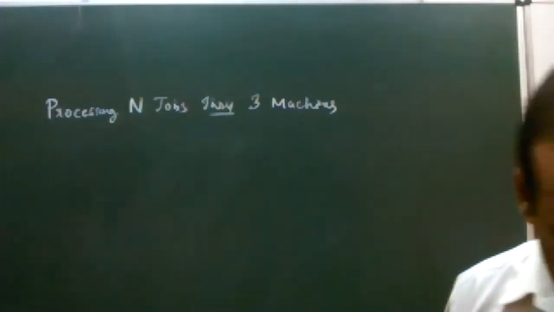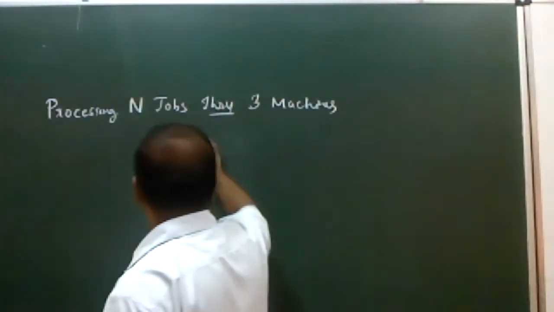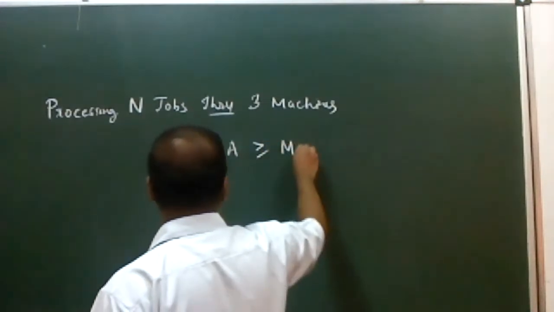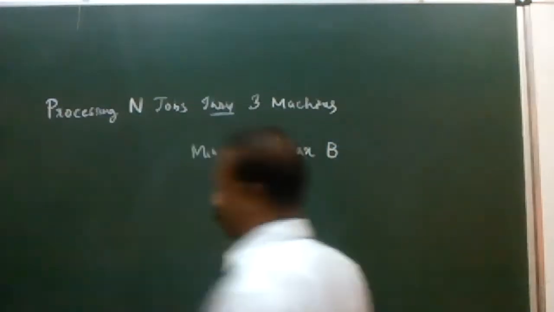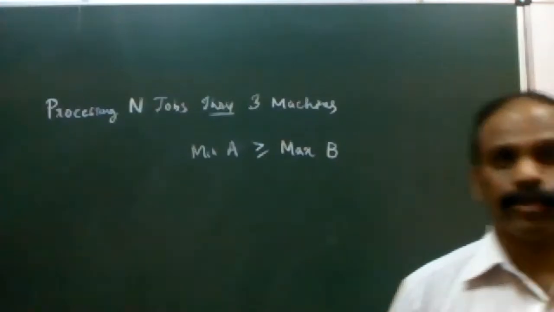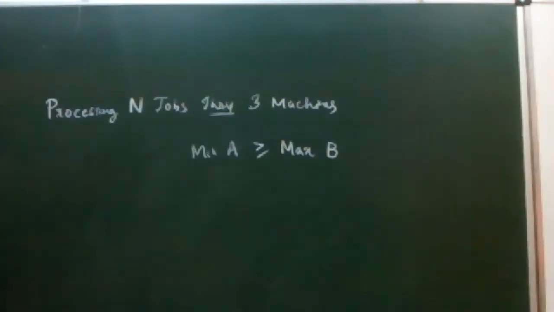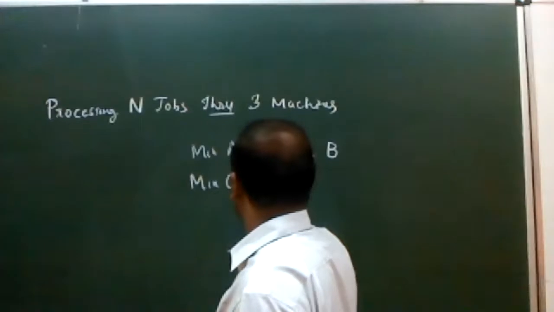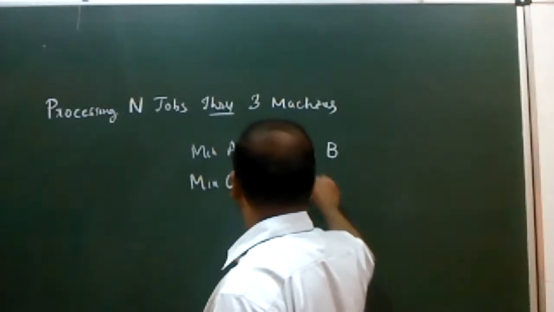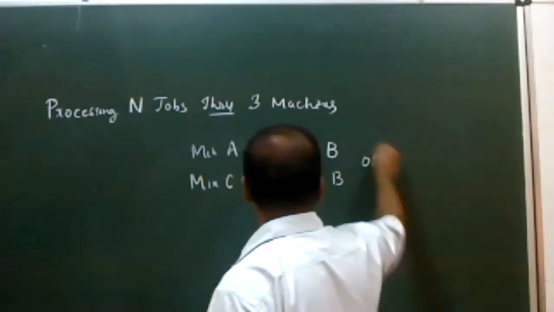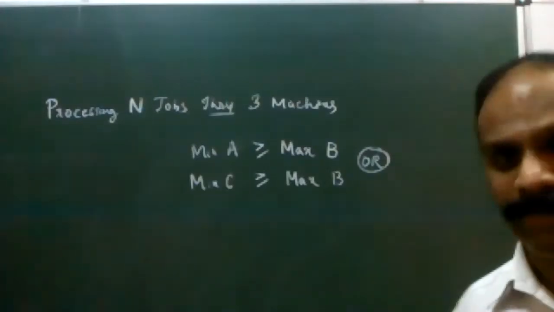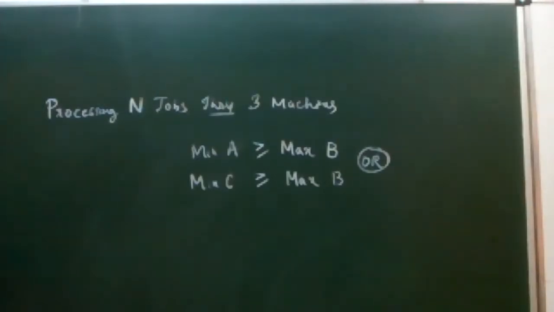I'll just write it. Please look at the board quickly. Minimum of A should be greater than or equal to the maximum of B. Minimum of A should be greater than or equal to maximum of B, and similarly, minimum of C should be greater than or equal to maximum of B. You are supposed to verify either of these conditions.